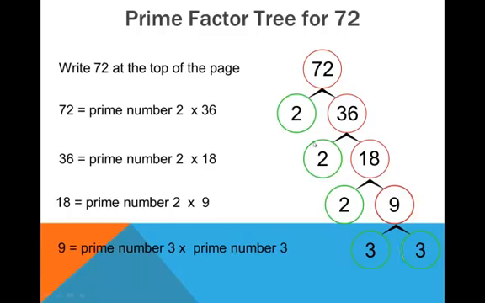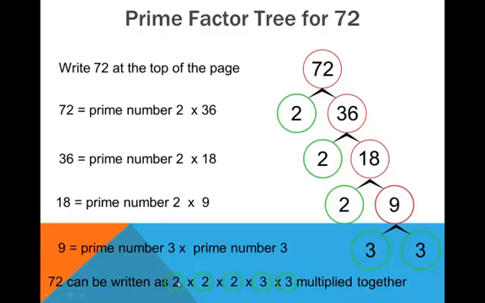We now have all of our prime numbers. We can't break it down any further. 2, 2, 2, 3 and 3. So we can write down our prime factors are 2 multiplied by 2 multiplied by 2 multiplied by 3 multiplied by 3 equals 72.